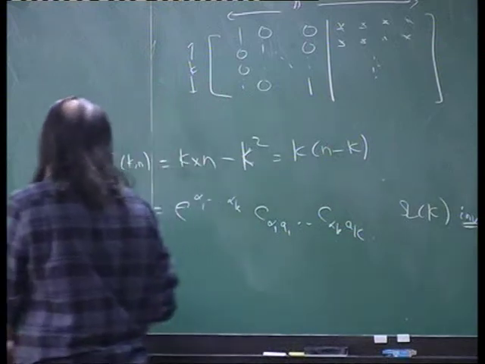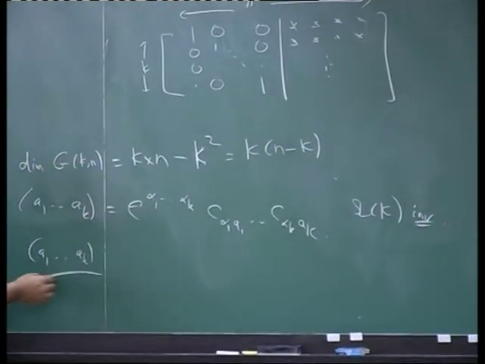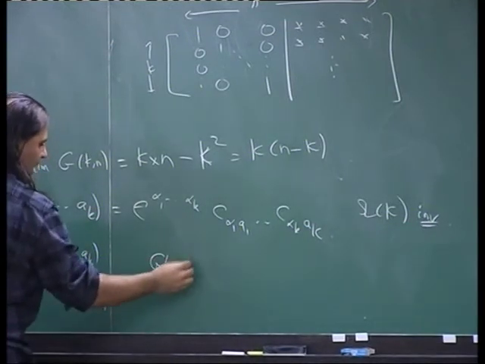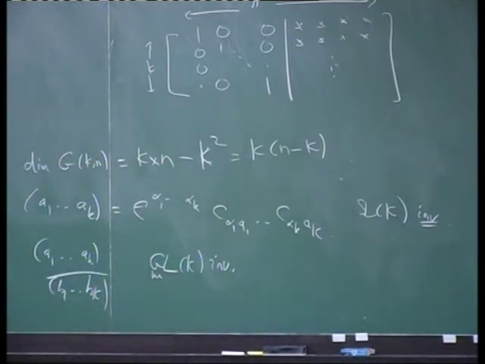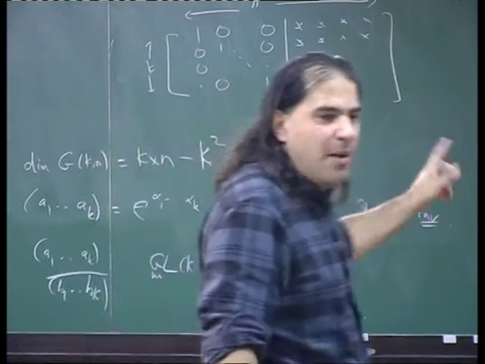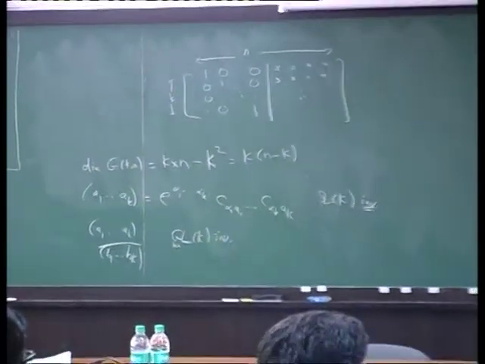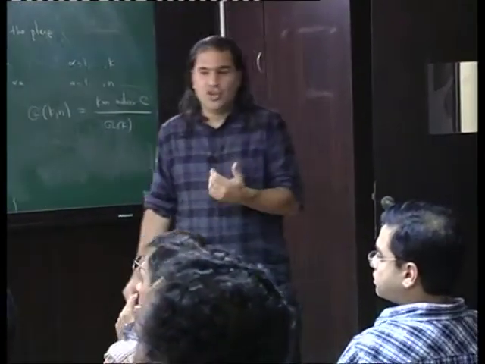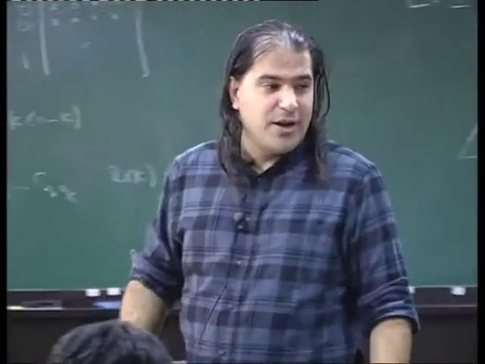And the GL_K invariants are just ratios of these things. So A1 through AK over B1 through BK are the GL_K invariants. All right? Now you'll notice there's vastly more minors. How many minors are there? There are n choose k minors. The number of minors is vastly larger than the dimensionality of the Grassmannian, which is k times (n minus k) in general. Why is that? It's because there are relations between these minors.